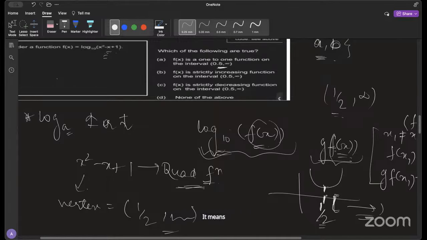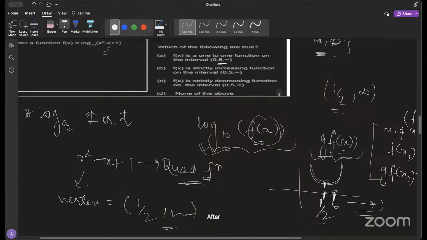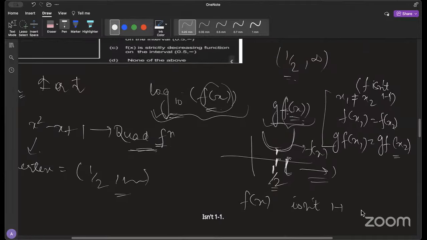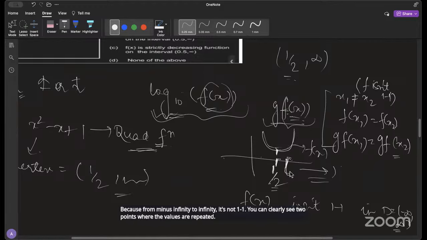That means after half, if this is a quadratic function, this is the graph, right? After half, your quadratic function is a 1-1 function, right? For this function, from minus infinity, if I say that this is f(x), f(x) isn't 1-1 in the domain minus infinity to infinity, right? You can clearly see 2 points where the values are repeated.